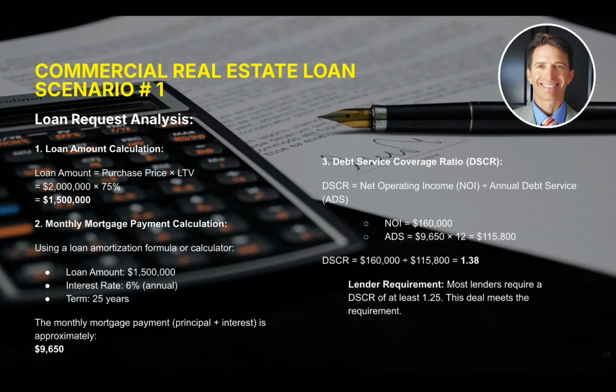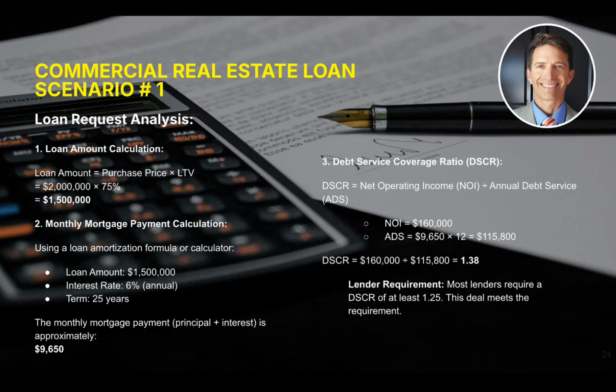Number three, debt service coverage ratio, or DSCR. Let's go over the equation one more time. So DSCR equals net operating income, or NOI, divided by the annual debt service, or ADS. So the NOI in this case is $160,000, and the monthly payment is $9,650. If we do this on an annual basis, we would multiply it times 12, and we would get $115,800. So now we can do the math calculation.